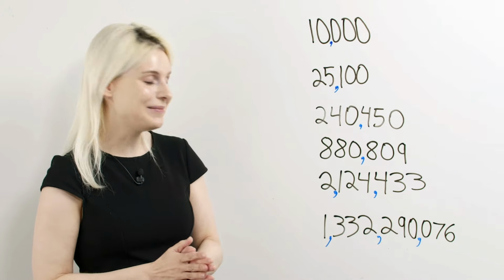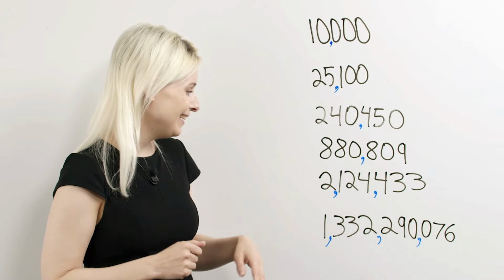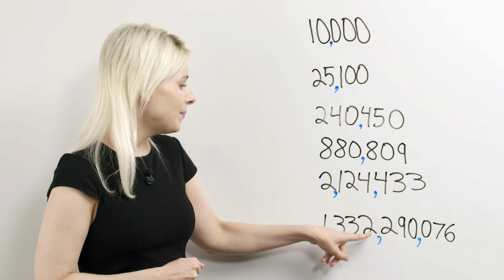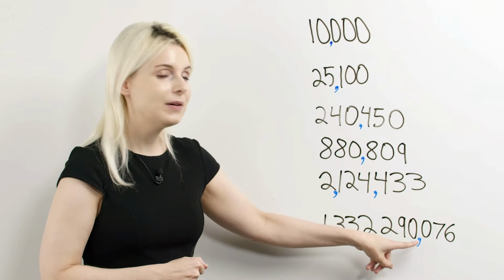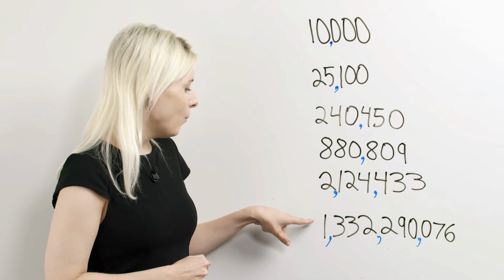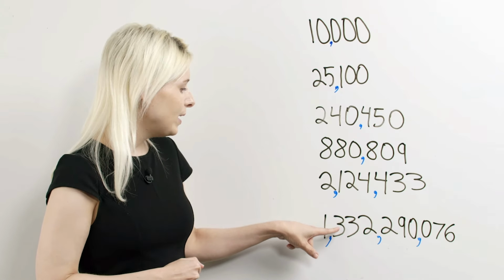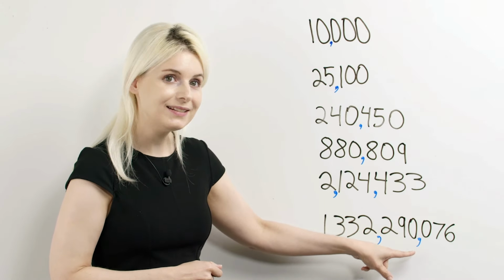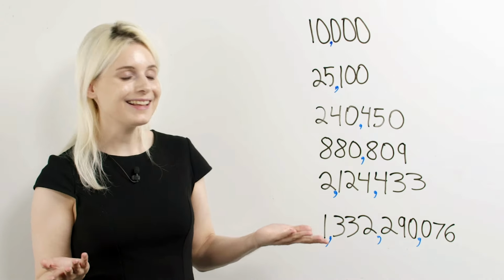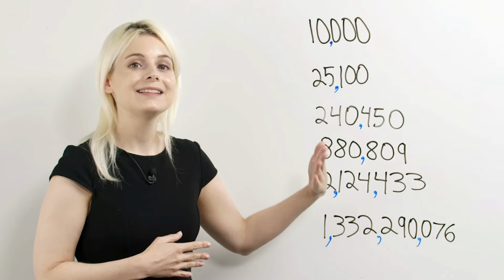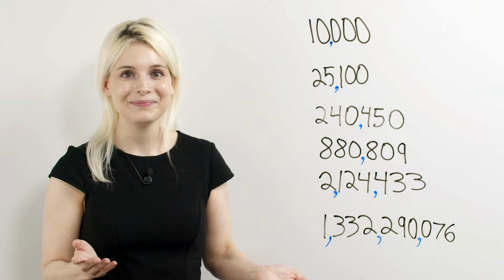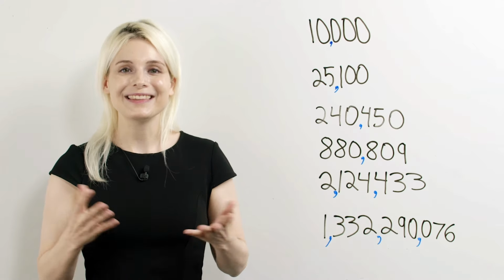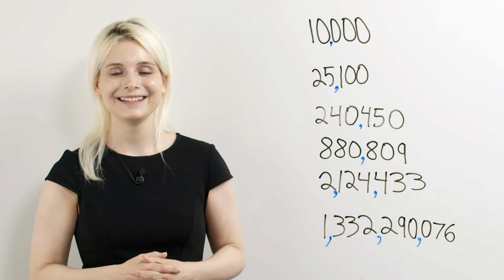Have a look here at this number. All right, it's got 3 commas. So we know that first comma means billion, second comma means million, third comma means thousand. 1,332,290,076. Next in the pattern, 77, 78, and so on. I know these are some large numbers. I know they take some practice, but with lots of review, we can get it.